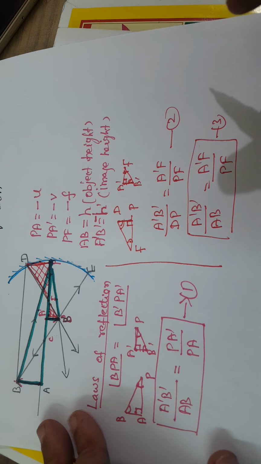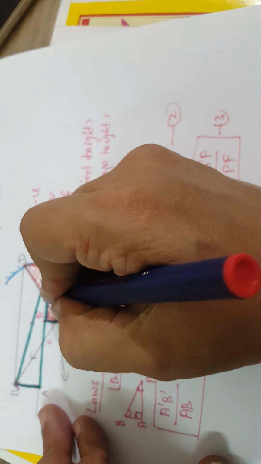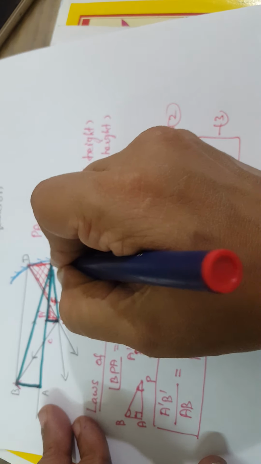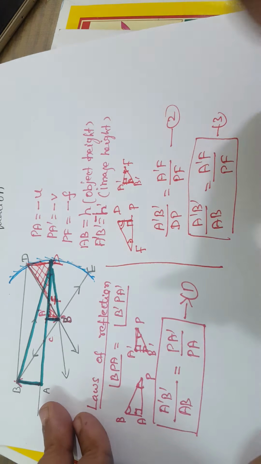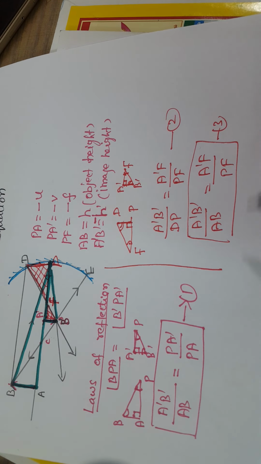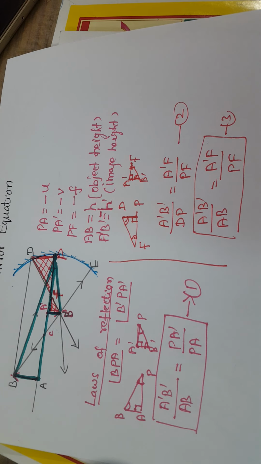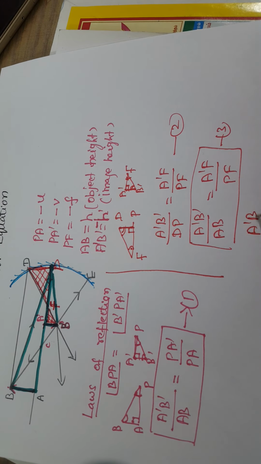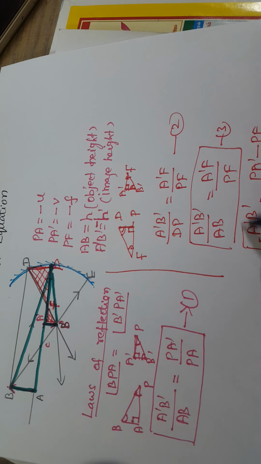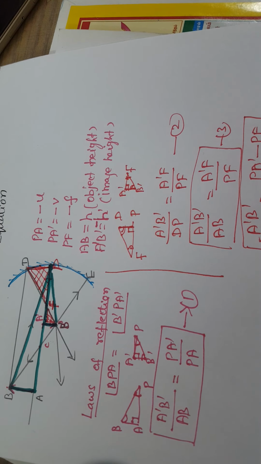Okay, so A dash F, if you look here, this is F, right? What is this A dash F, children? If you subtract PF from PA dash, you will get this length, right? So what is PA dash F? This equation you can write as A dash B dash by AB is equal to what you have subtracted from PA dash, you have subtracted PF, so you got this A dash F by PF. Okay, so now I will have this as equation 4.